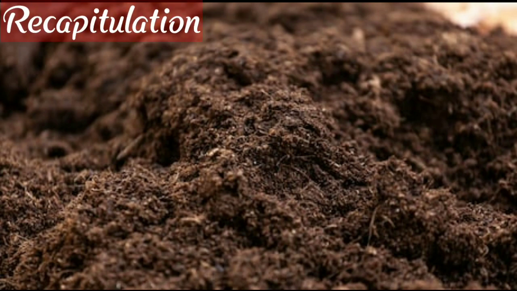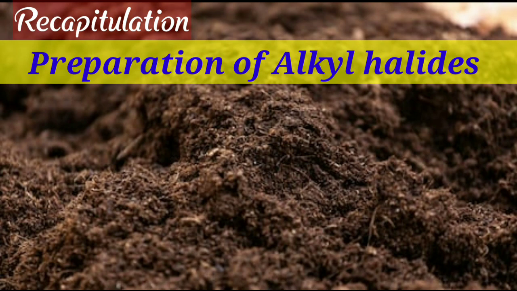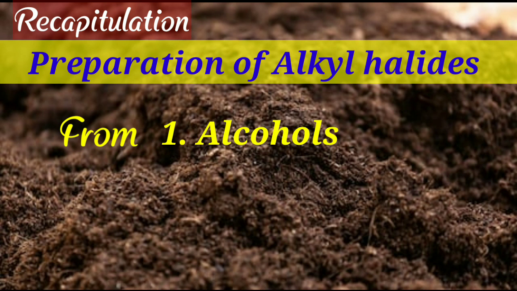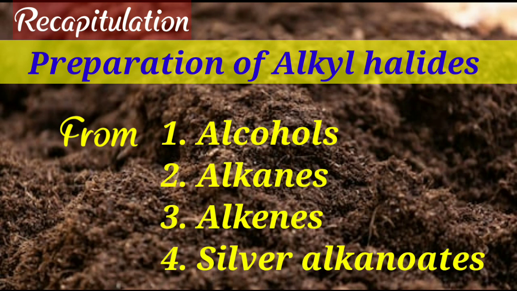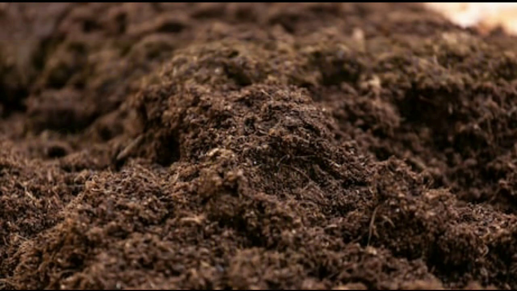Hello students. In our previous classes, we were discussing the various methods of preparation of alkyl halides. We discussed the preparation from alcohols, from hydrocarbons like alkanes and alkenes, and from silver salt of carboxylic acid. The fourth method was a named reaction, called the Hunsdiecker reaction. From alkanes by halogenation, from alkenes by electrophilic addition of HX.